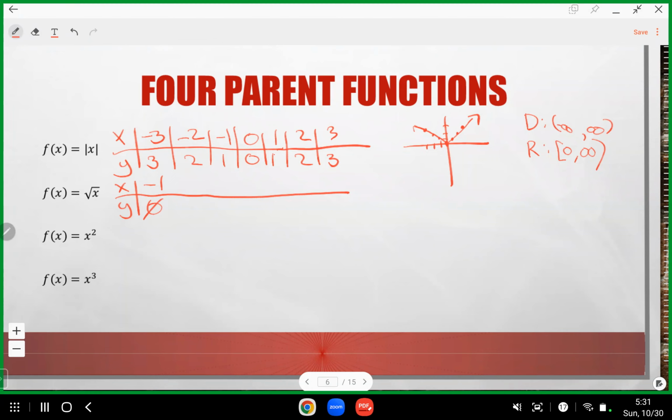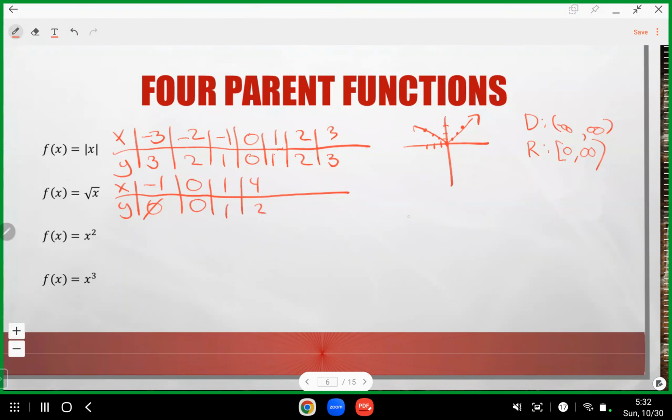No. It's also impossible, right? So what can we conclude is that this domain excludes negative numbers. Yes, very good. It excludes negative values. All right, so now let's look at 0. We get 0. For 1, we get 1, and for 4, we get 2.